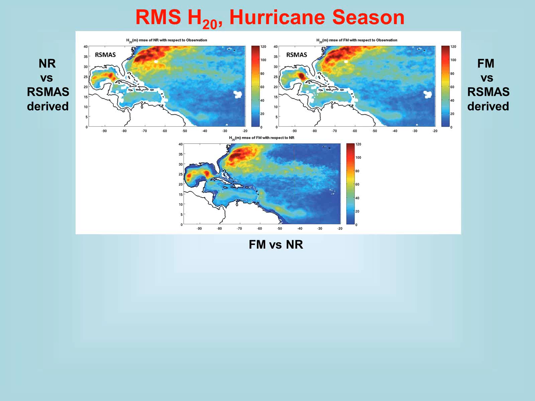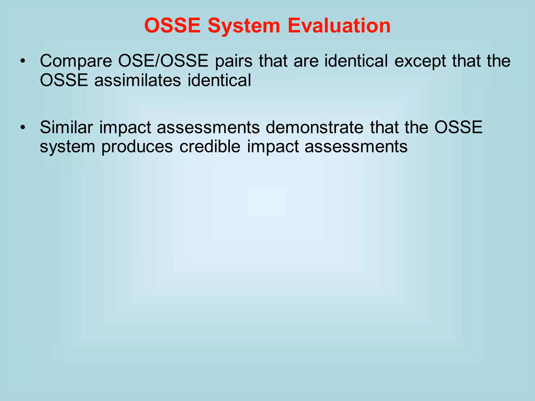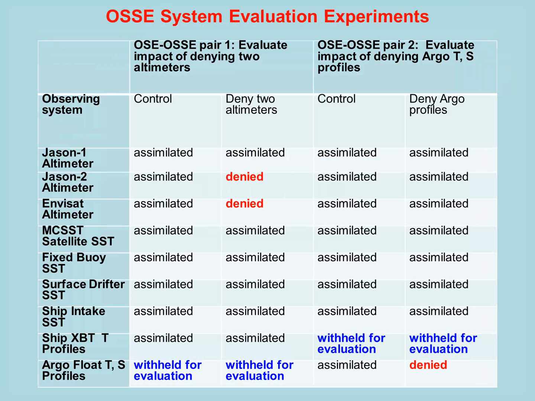Now, I'm going to mention the OSSE system evaluation, where we compare OSE and OSSE pairs, OSEs being experiments assimilating real observations, OSSEs synthetic observations. We'll compare experiments that are identical, except for one assimilating real and one assimilating synthetic observations. And if we get similar impact assessments between these pairs, then we can demonstrate that the OSSE system is producing credible impact assessments. So we have pairs of experiments.